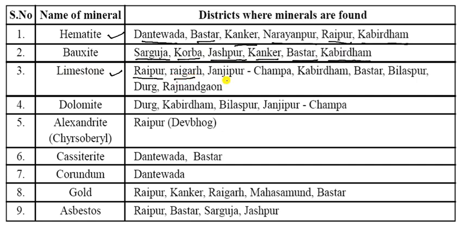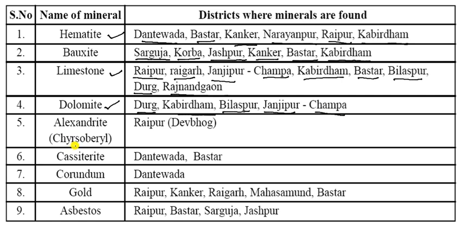And the third one is limestone. Limestone is found in Raipur, Raigarh, Janjgir-Champa, Kabirdham, Bastar, Bilaspur, Durg and Rajnandgaon. And the fourth one is dolomite. Dolomite is found in Durg, Kabirdham, Bilaspur, Janjgir-Champa.